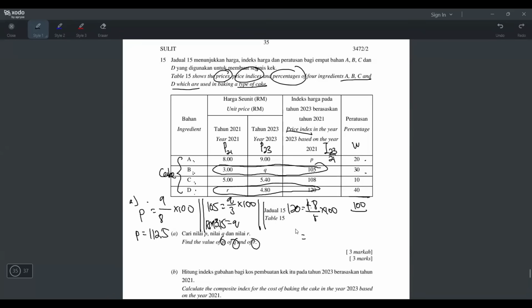Okay, how to move it? 120 divided by 1.2 equals to 4.8 divided by R. Okay, if you want to find R, you should move R to the top like this. And then the 1.2 can move it back down, so it becomes 4.8 over 1.2. And if you press this, your calculator will give you 4. So just write RM4. Okay, 4.00. So yeah, that is your answer for PQR.